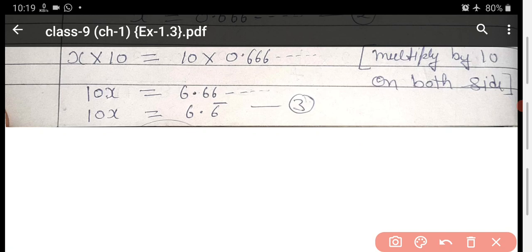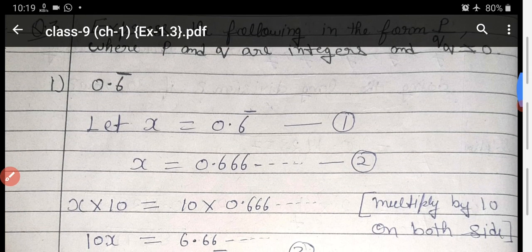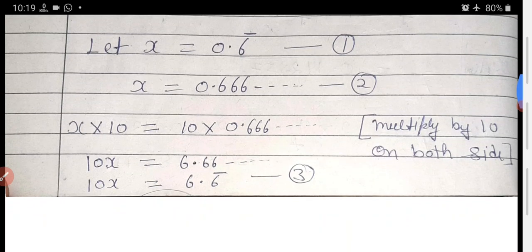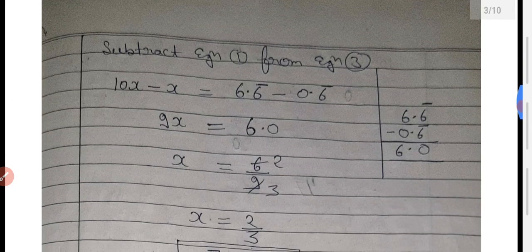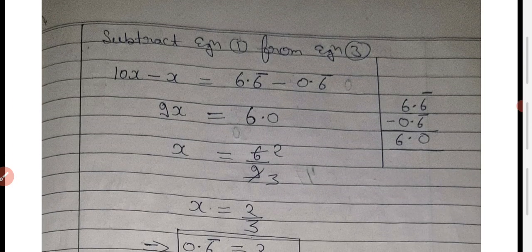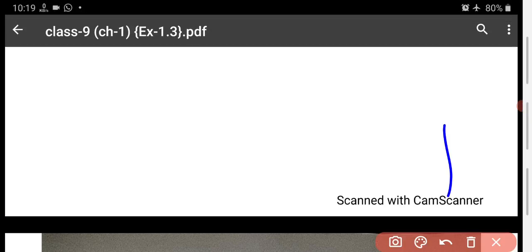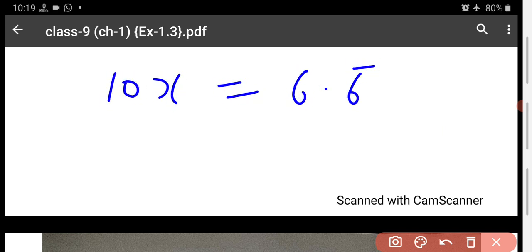Now can we write 6.66 dot dot dot as 6 as it is, and 66 dot dot dot as 6 bar? So it becomes 6.6 bar. Now it is equation number 3. Just look at your first equation: x is 0.6 bar, and the third equation is 10x is 6.6 bar. Now you have to subtract equation number 1 from equation number 3. Let's do the subtraction in simple form: 10x is equal to 6.6 bar in equation number 3, and equation number 4 is x is equal to 0.6 bar.